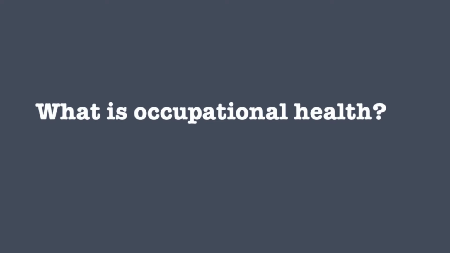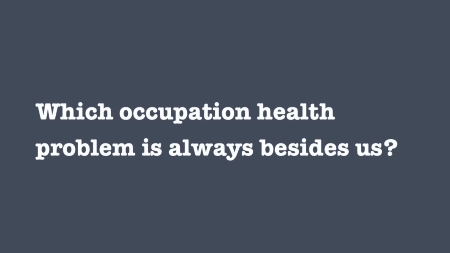What is occupational health? Occupational health is to prevent accidents in the workplace and protect the health of employees. Which occupational health problem is always beside us? In the 21st century, with the increased use of computers, computer vision syndrome appeared.